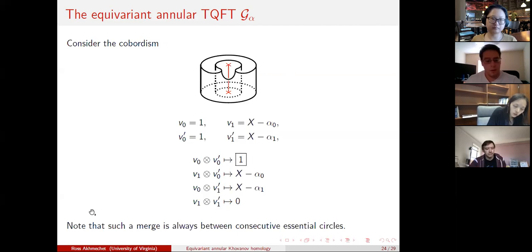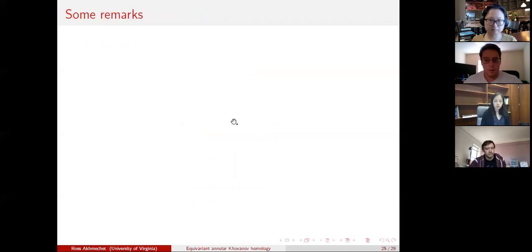And I wrote that here, anytime you merge two essential circles, they always have to be consecutive in the ordering. So essentially this calculation is the only one you're going to have to do. Or if you flip this cobordism around and you have a trivial circle splitting into two essential ones, then those are always going to be consecutive, of course, and so on. I'm not going to show the rest of the calculations, you just have to check.